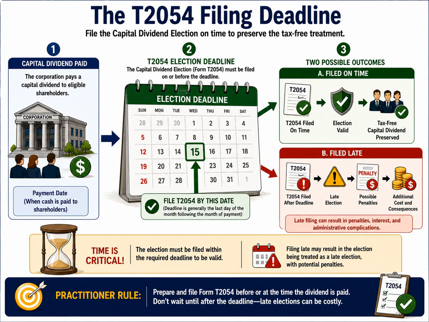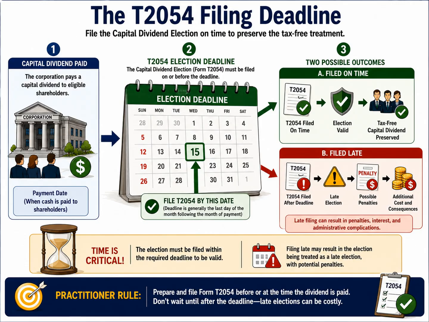This is where many problems arise. The election cannot simply be filed whenever it is convenient. CRA requires the election to be submitted within the prescribed filing period. The calendar in the center of the slide highlights this critical deadline. Think of this date as the finish line for the election process. Missing it can create significant complications.